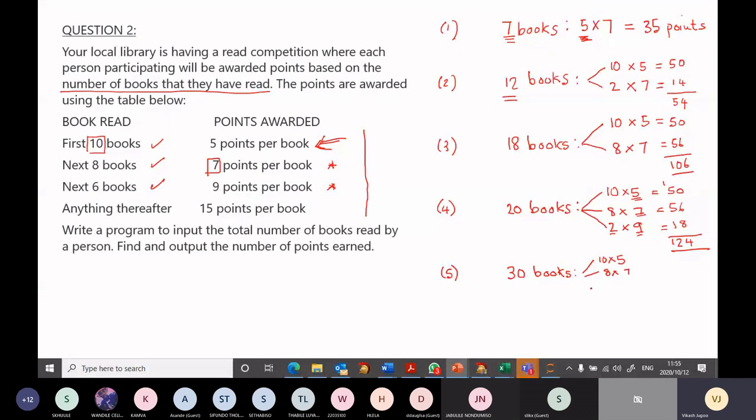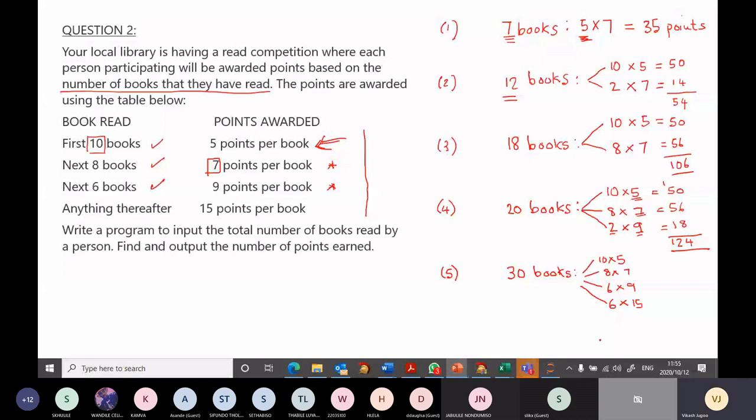The next 6 books are at 9 points. How many books have I read? 10, 18, 24. I've read 24 so far, but I need 30. So anything thereafter is 15 points. So how many more books do I have to read to take me to 30? I need 6 more books to take me to 30. And those 6 books are at 15 points.